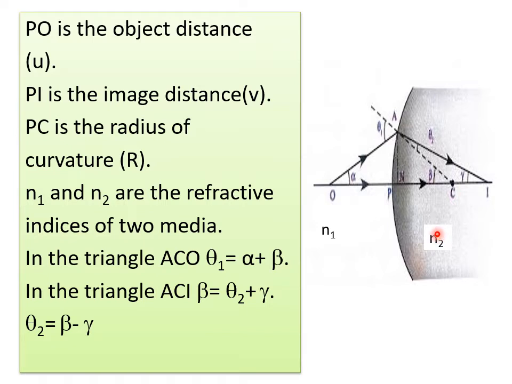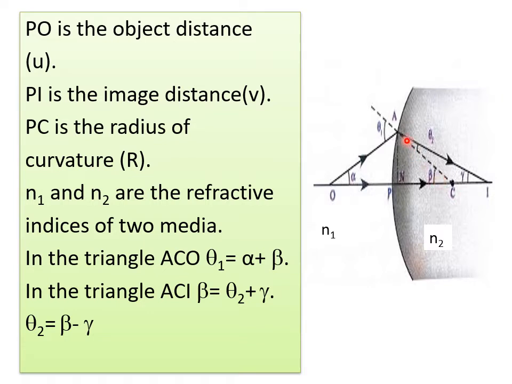Now coming to the triangle ACO, you have to recollect your lower classes mathematics, what you have learned. Sum of interior angles is equal to the exterior opposite angle. So we apply that here. Your theta 1 is the exterior opposite angle, where alpha and beta are interior angles. So apply that here. Theta 1 is equal to alpha plus beta. I hope you have understood this point.